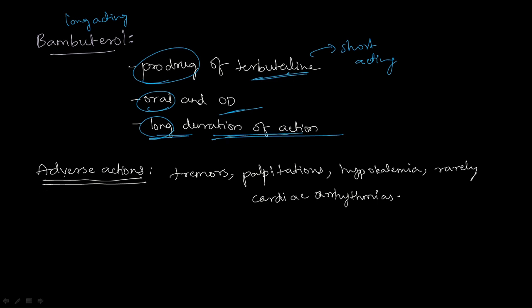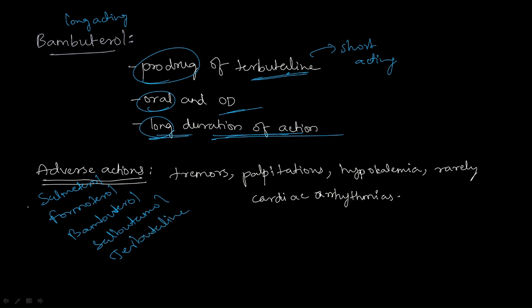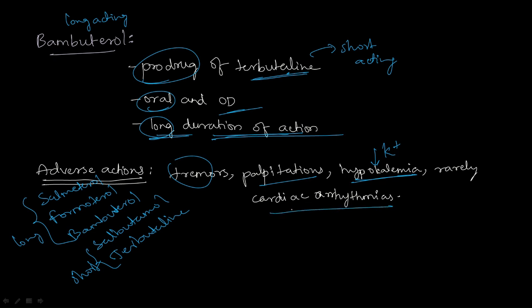Salmeterol, formoterol and bambuterol are long acting drugs. Salbutamol and terbutaline are short acting drugs. All these drugs have adverse reactions of tremors, palpitations, and hypokalemia. What is hypokalemia? That is low levels of potassium in blood, and it rarely causes cardiac arrhythmias, that is, abnormal heart rate.